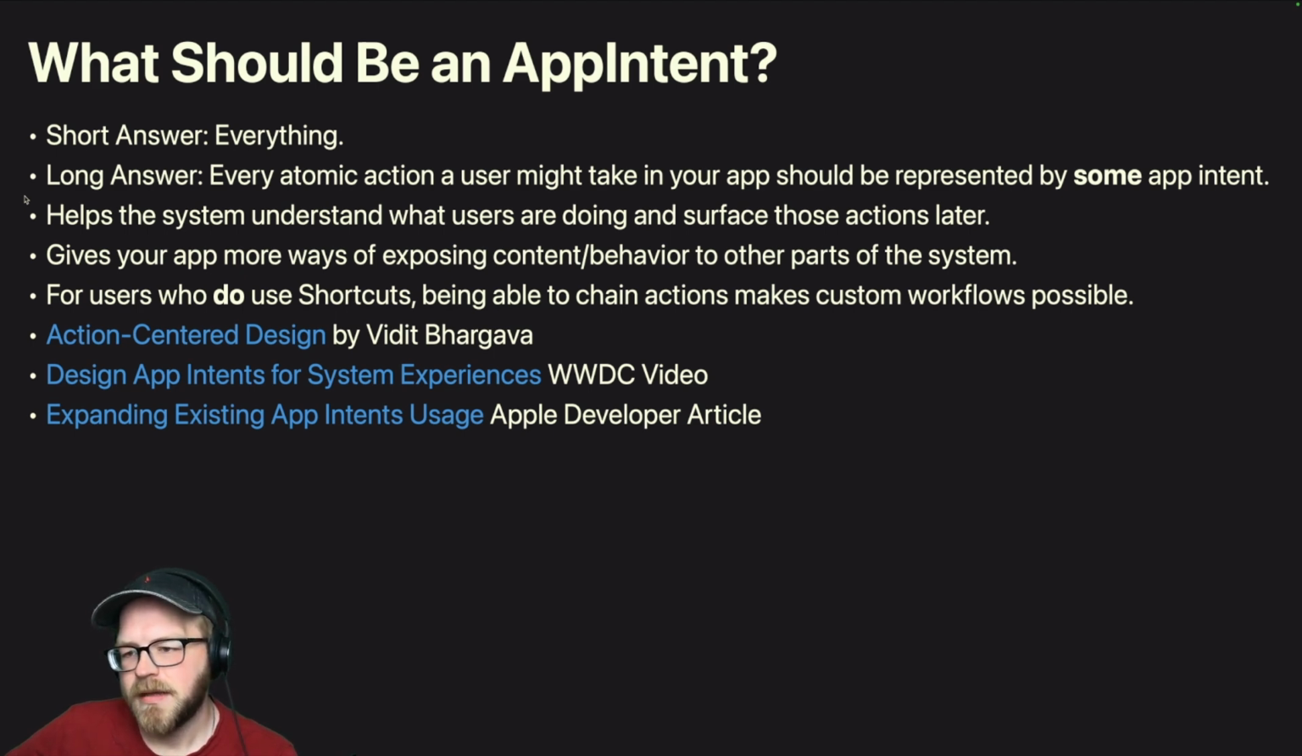But yeah. So anyway, what should be an app intent? Basically, every atomic action a user might take in your app should probably be represented by some kind of app intent because it helps the system understand what your users are doing and surface those actions later. And it gives your apps more ways of exposing that behavior to other parts of the system. And specifically, you want all of the atomic actions for users who do use shortcuts because then they can chain those actions to make custom workflows possible.